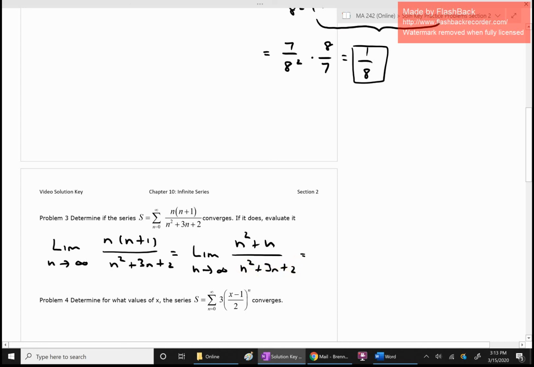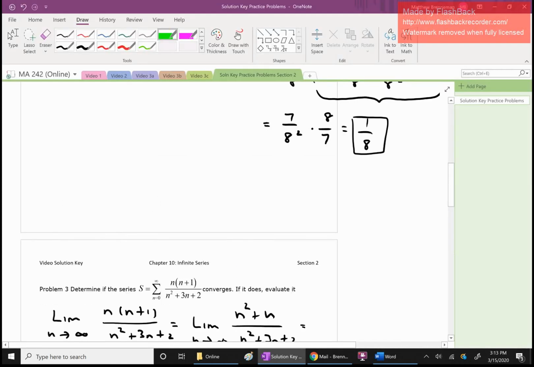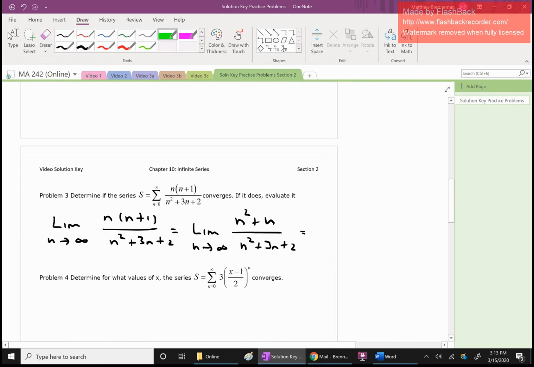And we remember when we take limits at infinity and we have rational functions, we only look at the leading term, right? So here, the leading term is n squared in the numerator and n squared in the denominator. So this is going to be the limit as n goes to infinity of n squared over n squared, which is 1.